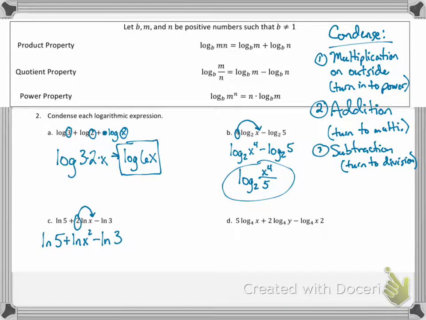Step 2, look for addition. Hey, look, I see addition right here. Natural log of 5 plus natural log of x squared. So what I'm going to do is multiply the 5 and the x squared together and condense it to natural log of 5x squared. And then pull down what's left. Final step, look for subtraction. Hey, look at that. I got some subtraction. So now I'm going to take the 2 terms that are here, turn it into a fraction. So my final answer would be the natural log of 5x squared over 3.